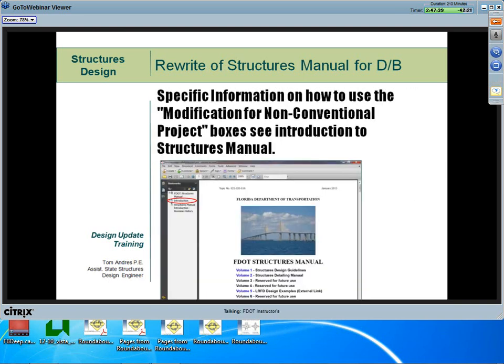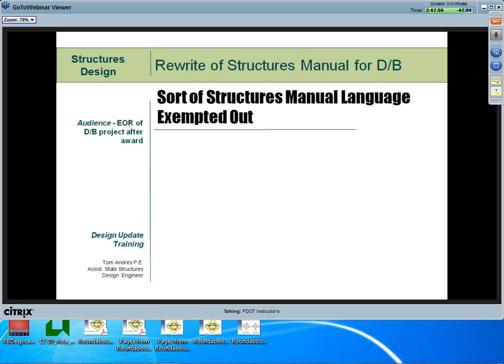The description of how the modification boxes are to be used is located in the introduction section of the manual. See the link circled in red on the left side of the structures manual start page there. It's a little hard to find, and that's the reason I'm pointing it out. So, okay, the sort of structures manual language that we're exempting out.